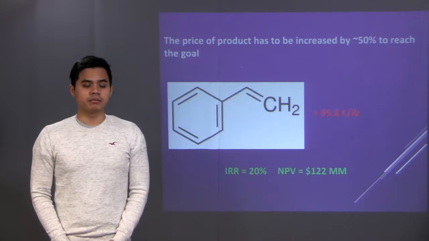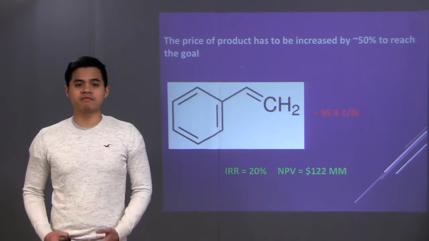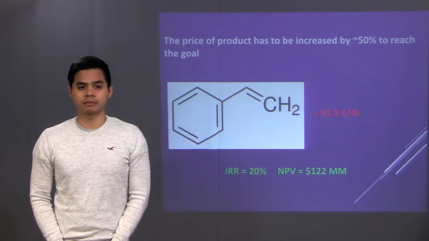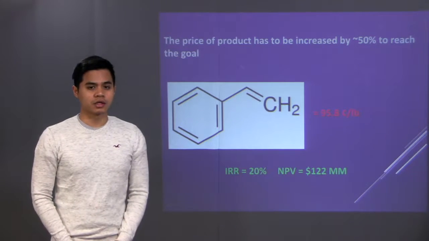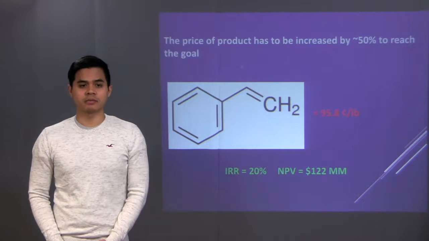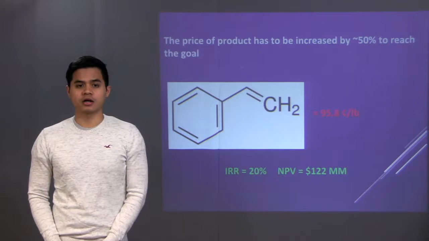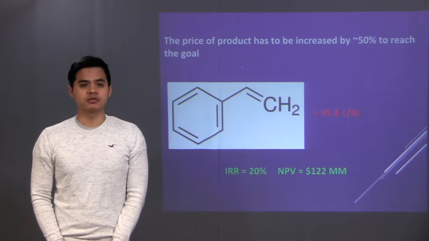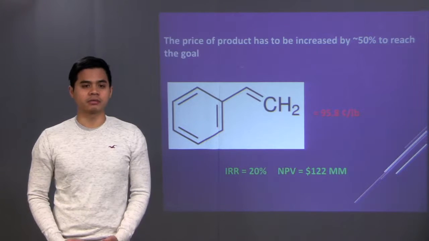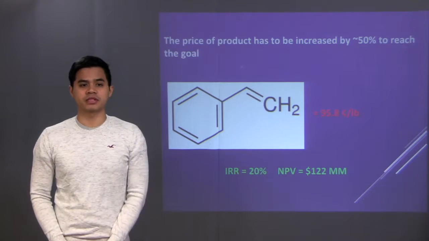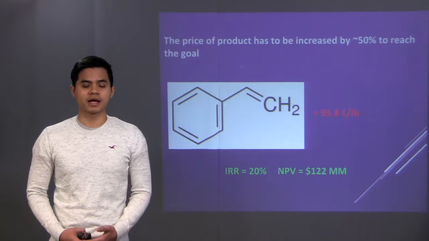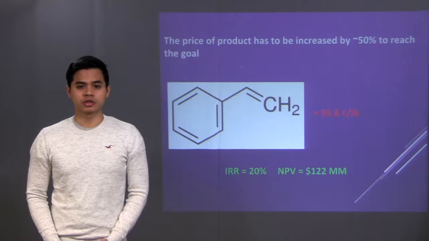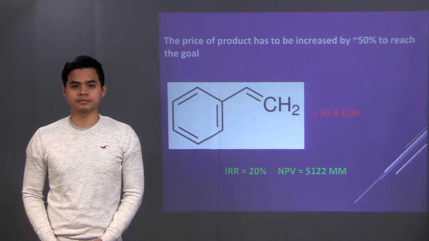Now, if the price of styrene was increased by 50% at a netback of 95.8 cents per pound, we'll reach our goal of a rate of return of 20% and a net worth of $122 million. But this is assuming that the market price for styrene increased by 50%. But still, at the current market price, it's not profitable for us to continue with the design.